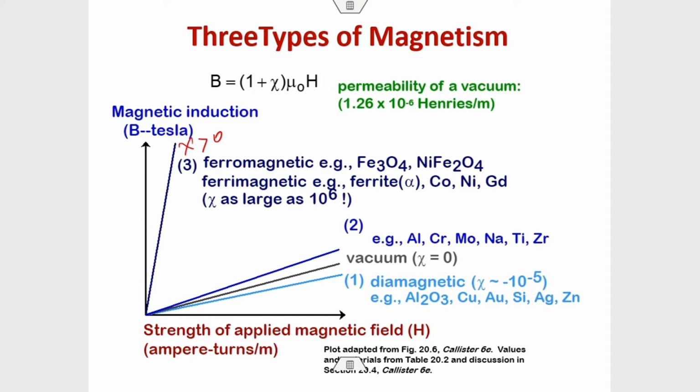Then you can also have situations where chi is 0, where there is no effect. If chi is 0, then B is equal to mu 0 H. Whatever magnetic field is applied, that will multiply with the permeability of the vacuum, and then the induction is very small, because the permeability of vacuum is already of the order of minus 6, right. So you need to apply a huge magnetic field to induce a certain magnetization or magnetic induction in the material. So aluminum, chromium, molybdenum, sodium, titanium, zirconium, and a vacuum, all of them show chi equal to 0; there is not much induction possible in these materials.